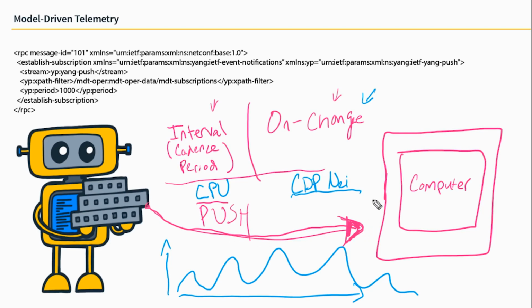The network devices can then push all of this information out to a computer where we can then move the data into a log analytics platform. One of the more popular log analytics platforms is called the ELK stack. This stands for Elasticsearch, Logstash, and Kibana.